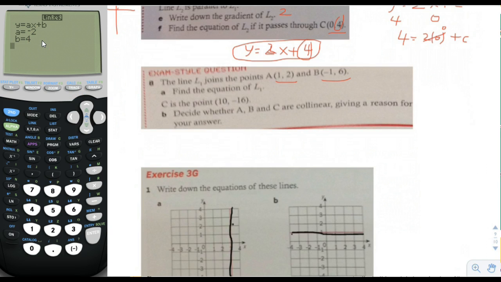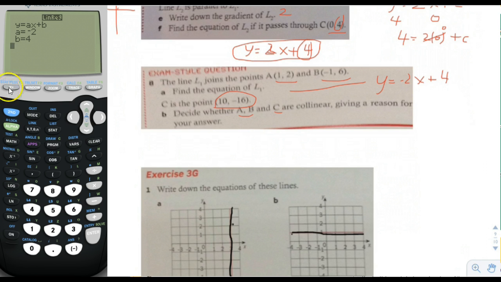And our equation is going to be y equals negative 2x plus 4. Okay. Then it says C is the point (10, negative 16). Decide whether A, B, and C are collinear, giving a reason for your answer. So they're saying the points A, B, and C, are they all on the same line?